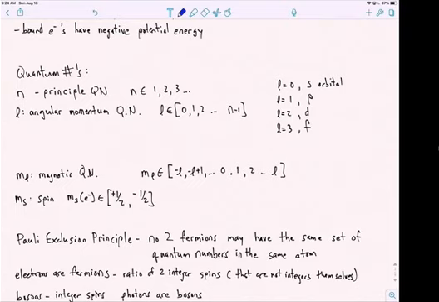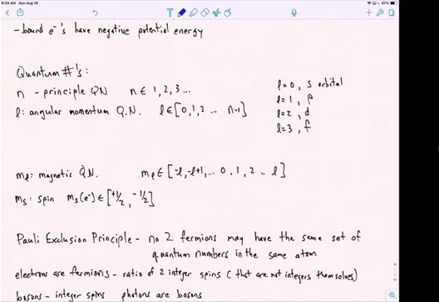So n can exist as 1, 2, 3, 4, 5, on up to infinity, whole numbers. And then we're going to talk about the next quantum number. We call it l, the angular momentum quantum number. l can be 0, 1, 2, 3, all up to n minus 1. And if we say something has an l of 0, we call that an s orbital. If l is 1, we call it a p. l is 2 is d. l is 3 is f.